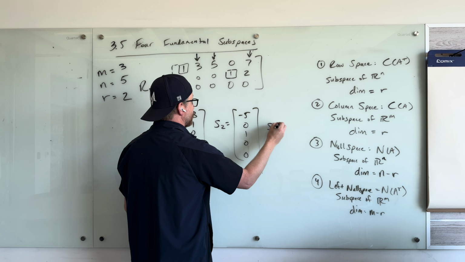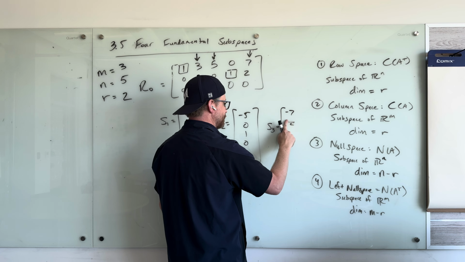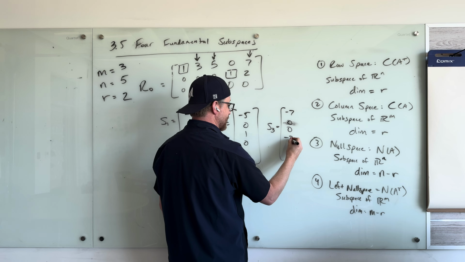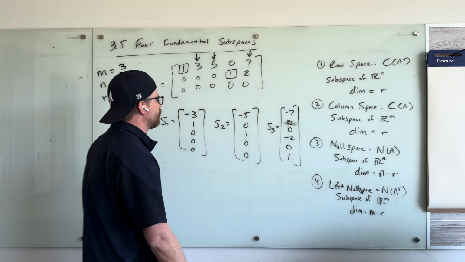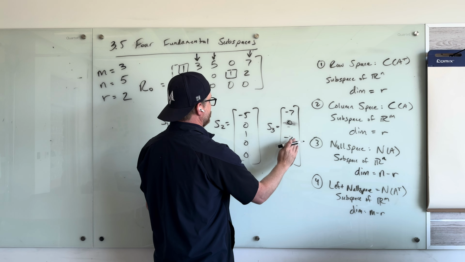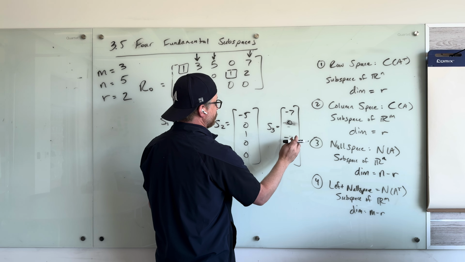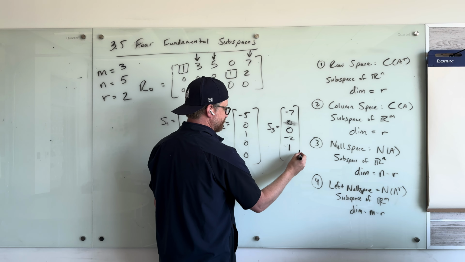And then my third special solution for the final would be -7, 0, 0, -2, 0, 1, being the final column. And hopefully I didn't miscount. Let's see. That was right, it's in the 4th spot. I had one too many zeros, so 1 there.